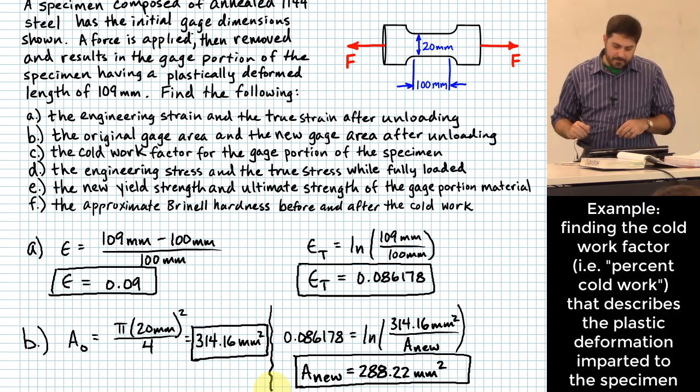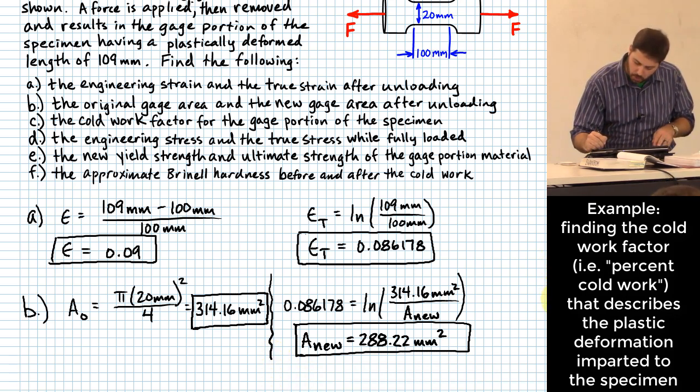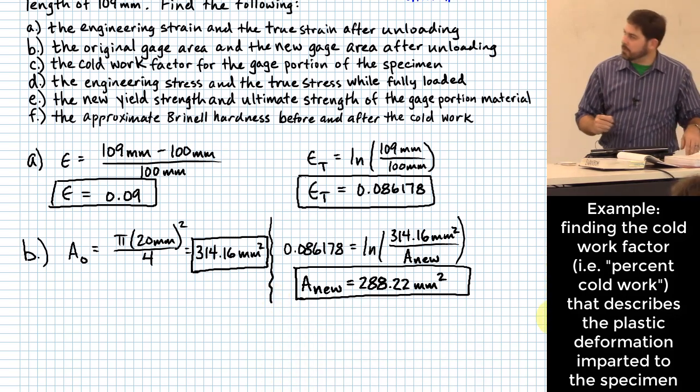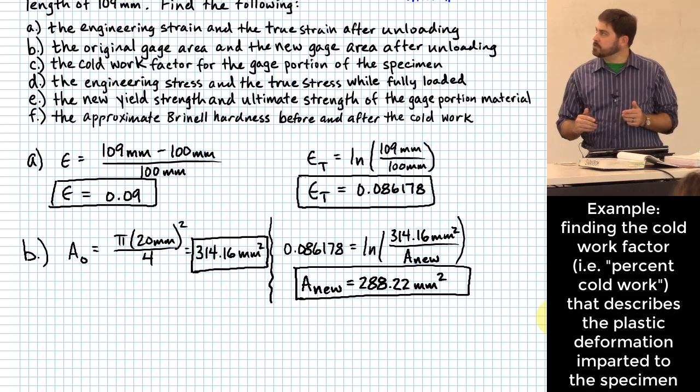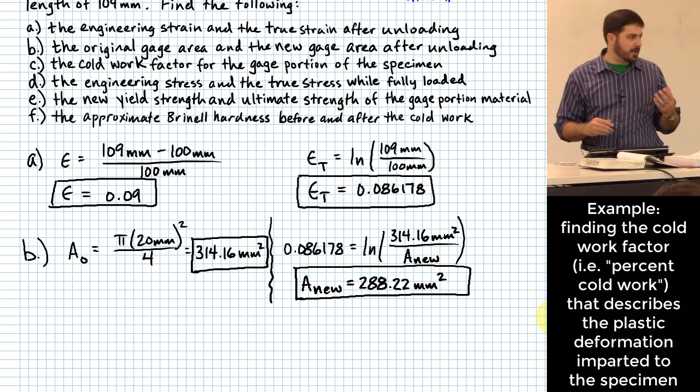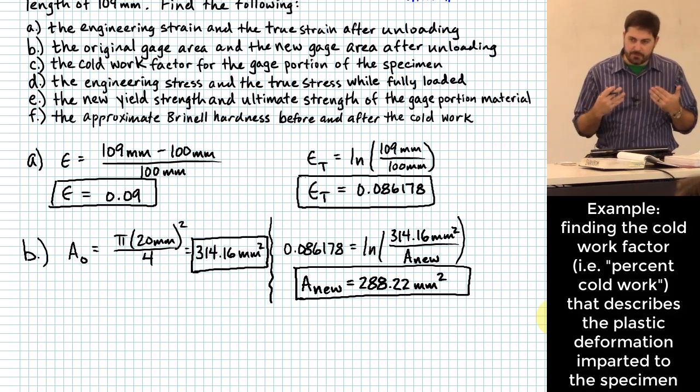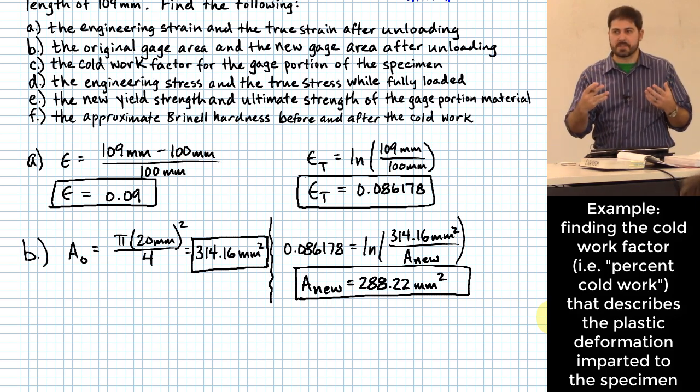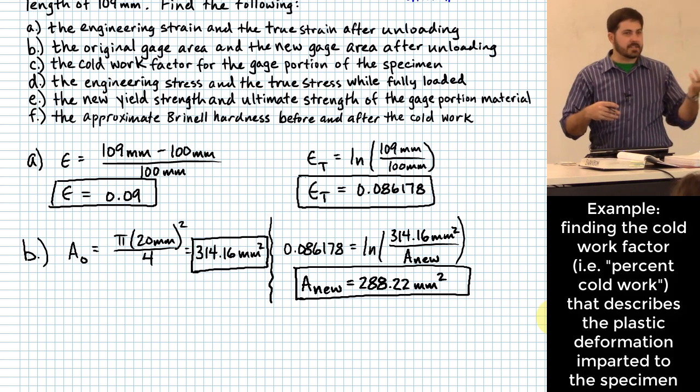Part C, the cold work factor for the gauge portion of the specimen. Cold work factor is one of these numbers that is actually used, believe it or not, a pretty good bit out there. A lot of times you use the phrase percent cold work. It's the same thing as this cold work factor. It's just expressed as a percent instead of as a decimal.